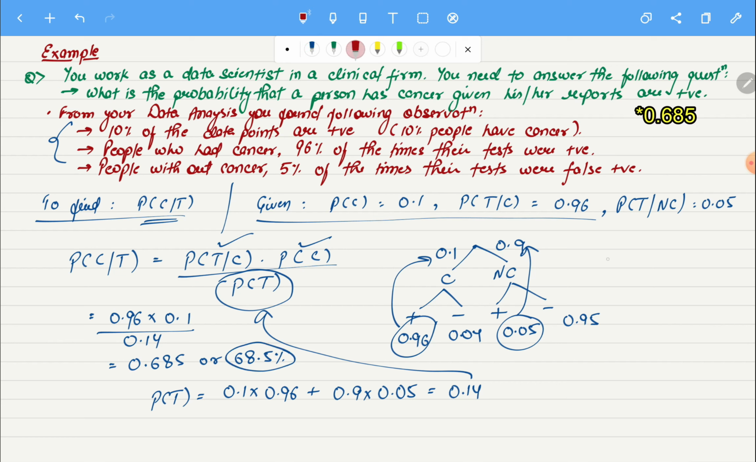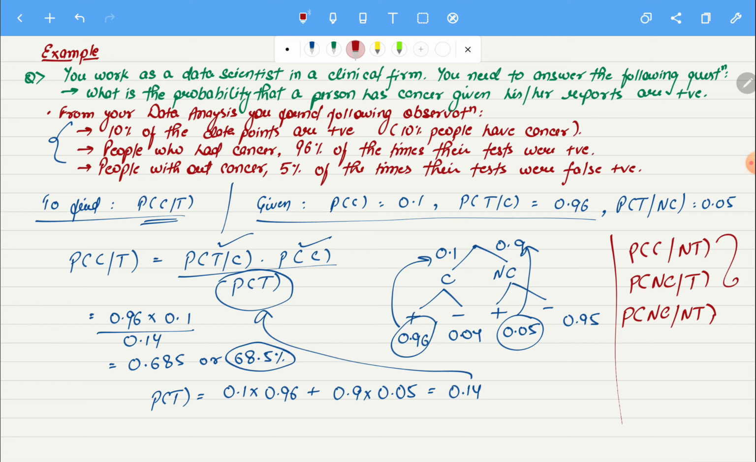As for your task, I would like you to find a few probabilities. The probability that a person has cancer given that their test results were negative. Find the probability that a person does not have cancer and their results were positive. Find the probability that a person does not have cancer given that their reports are also negative. So try to find the probabilities for these questions, and I think you will be able to understand this concept even better.